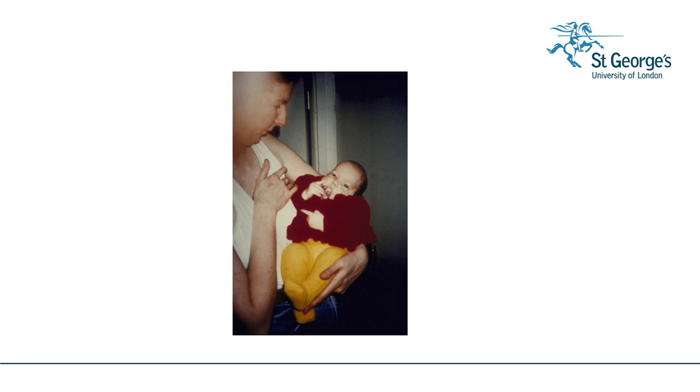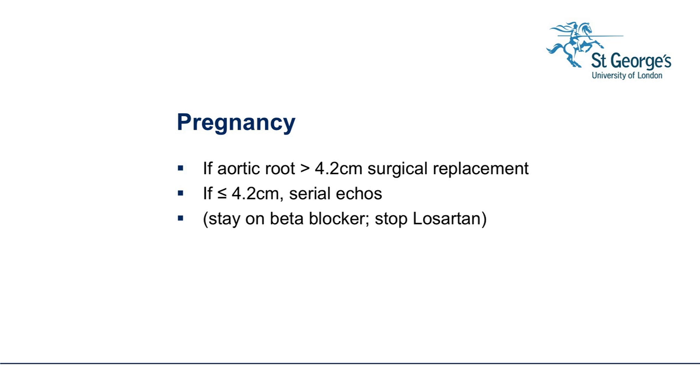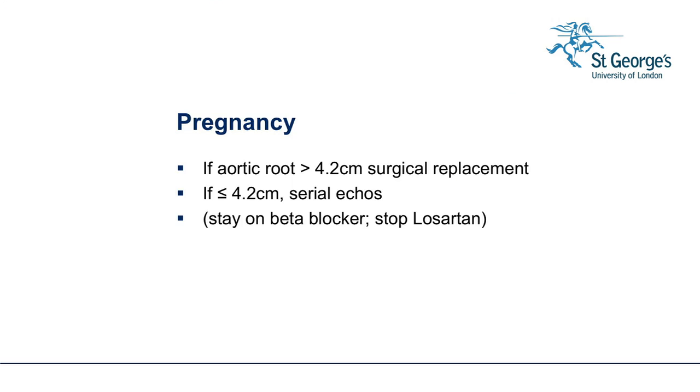Pregnancy is a time of increased risk for the affected mother and her child. If the aortic root is over 4.2 centimeters before the pregnancy begins, then we do recommend surgical replacement, wait a year, and then become pregnant. This is because the high hormone levels of pregnancy tend to dilate the aorta and lead to dissection, usually in the last trimester or the postpartum period.